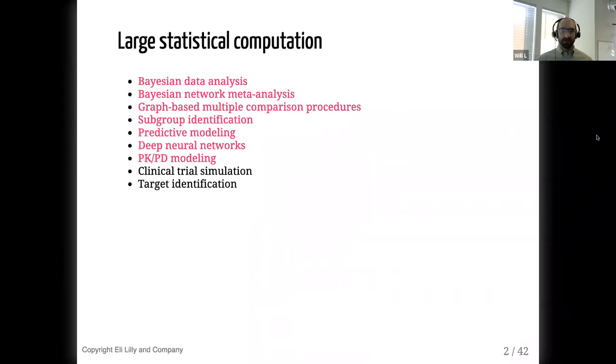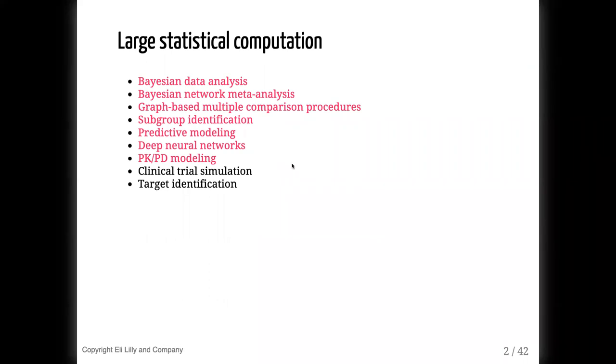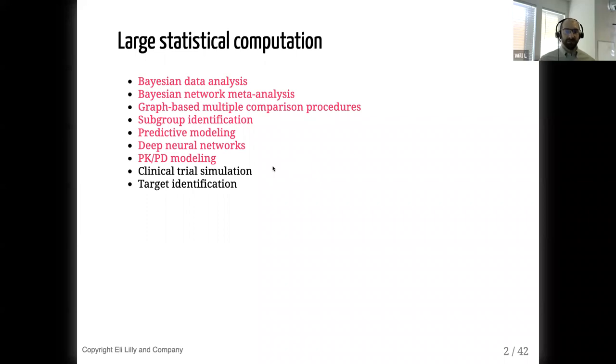In the life sciences, we encounter a lot of large statistical computation, from Bayesian data analysis, which is a lot of what I do. I'm a Bayesian statistician by training. We run a lot of models. We develop a lot of our own models, and we need to test and validate them and apply them to our data. And there are a lot of other tasks in the life sciences, including Bayesian network meta-analysis, as well as a whole bunch of different areas of machine learning, like predictive modeling and subgroup identification. There are also other domains like PKPD and clinical trial simulation, and even ETL workflows that require a lot of horsepower and a lot of runtime when it comes to accomplishing the original goals of the data analysis.